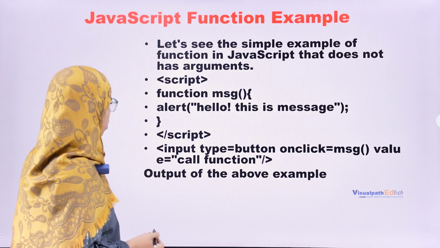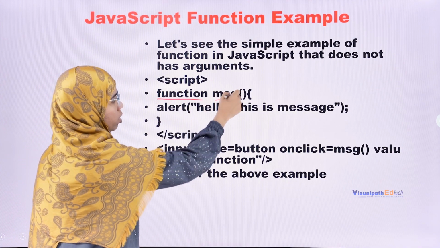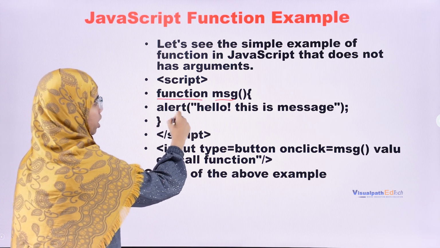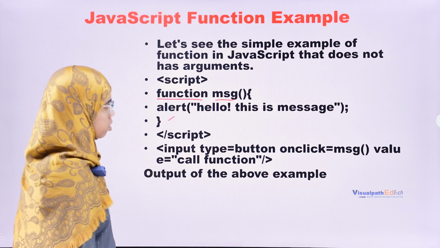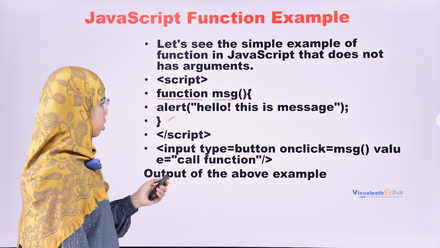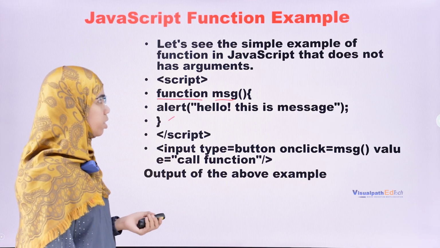In this example, function is the keyword, message is the function name, no arguments, so simply use the parentheses there, and you are writing an alert message there: hello, this is the message, whatever you want to display. As soon as the function call has been made, that alert message will be displayed to the user.